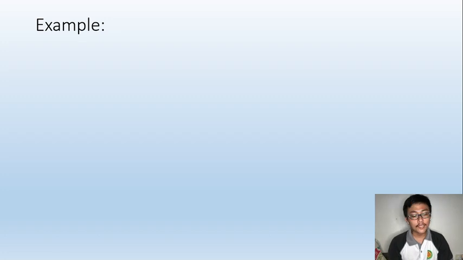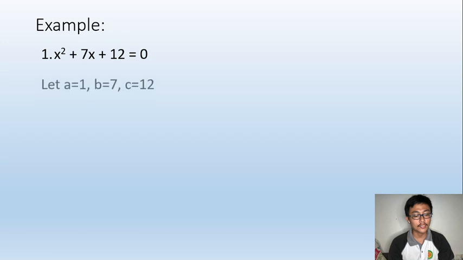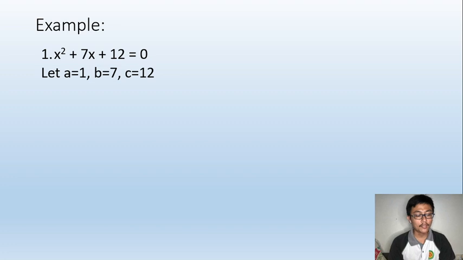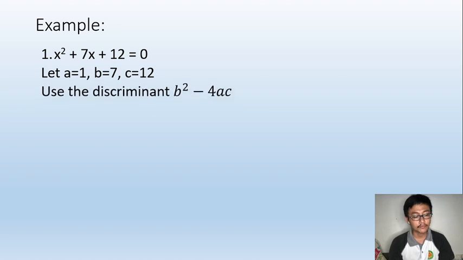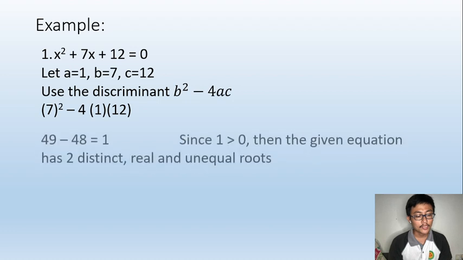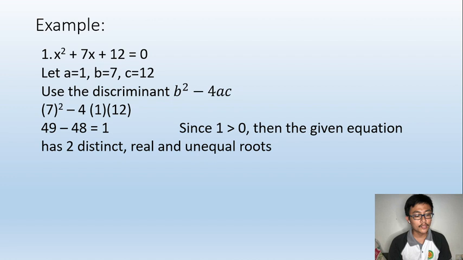Let us have the first example. We have x squared plus 7x plus 12 equals 0. So we take the values of each term, that is a equals 1, b equals 7, c equals 12. So we use now the discriminant b squared minus 4ac. Substitute, so we have 7 squared minus 4 times 1 times 12. So 7 squared is 49 minus 4 times 1 times 12 equals 48. 49 minus 48 equals 1.